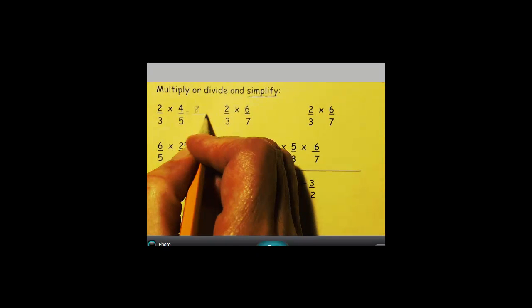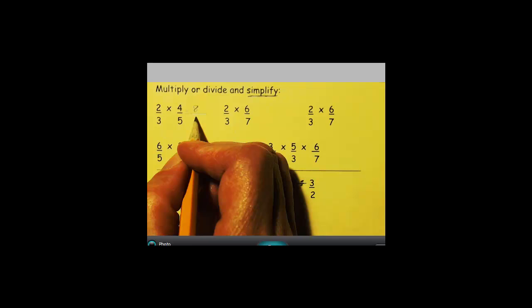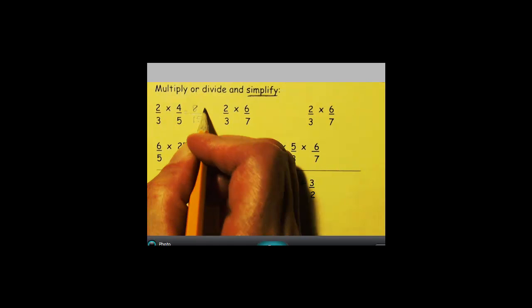across. Our numerators, we have 2 and 4, so 2 times 4 is 8. And our denominators 3 and 5. 3 times 5 would be 15, and that's pretty much it on that one. There's nothing we can do to reduce, and so we move on.